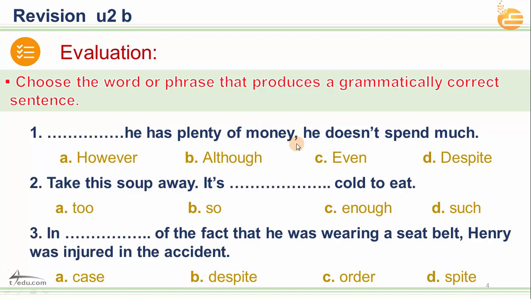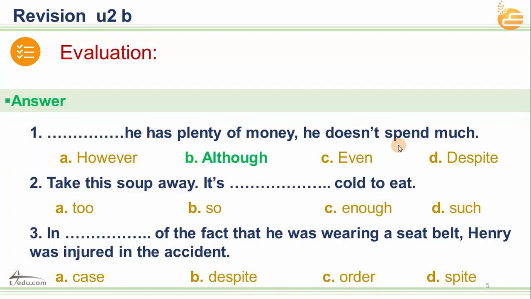However he has plenty of money, or although he has plenty of money, or even he has, or despite he has plenty of money, he doesn't spend much. So he has too much money, but he doesn't spend much. And this is wise. So although he has plenty of money, he doesn't spend much.